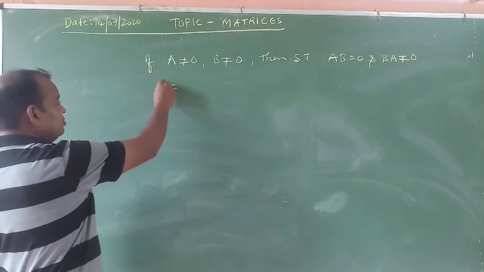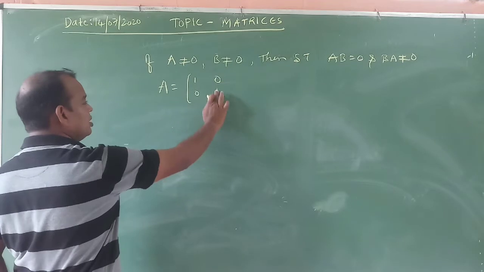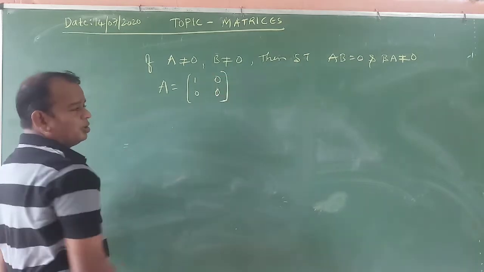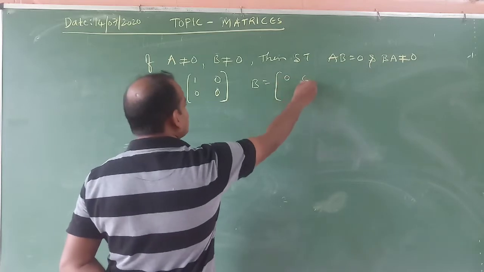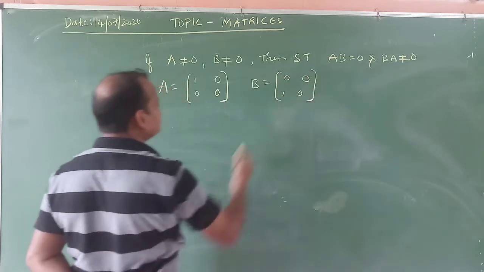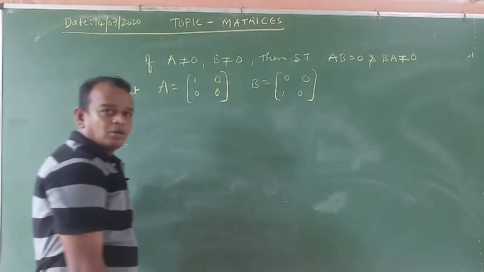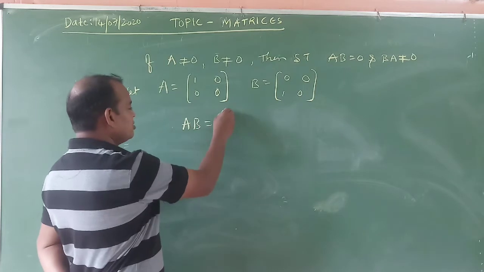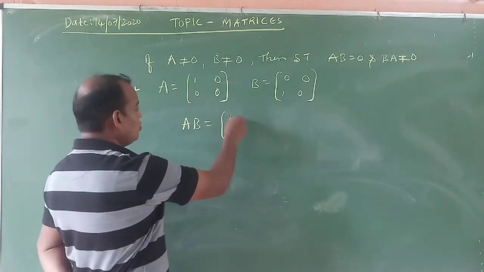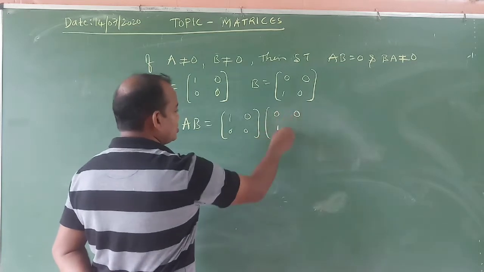A is equal to, suppose, [1 0; 0 0]. B is equal to [0 0; 1 0]. You know very well the product AB is equal to [0 0; 0 0].